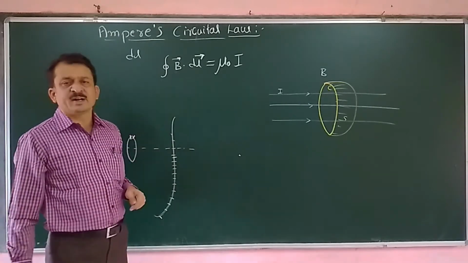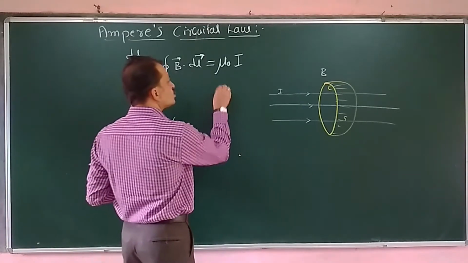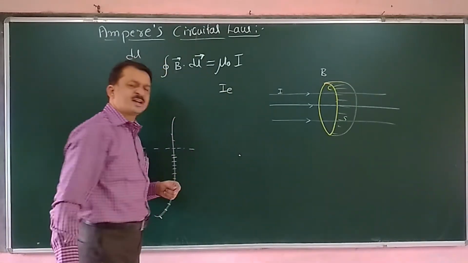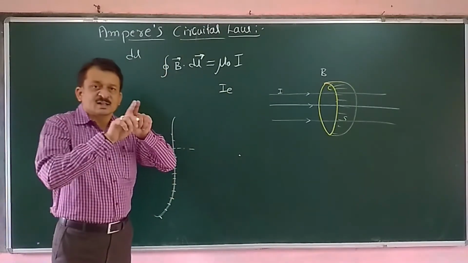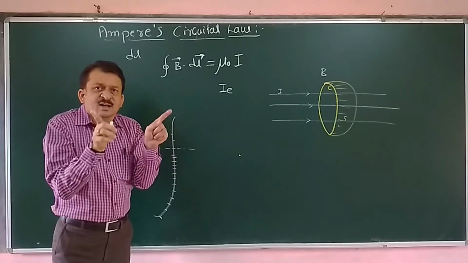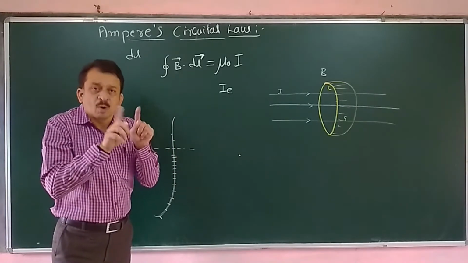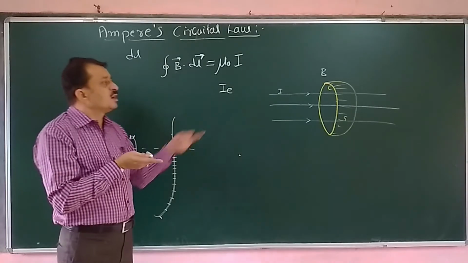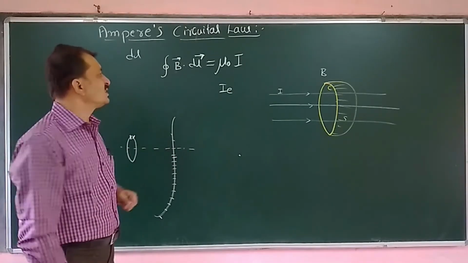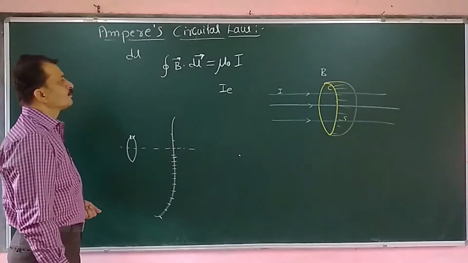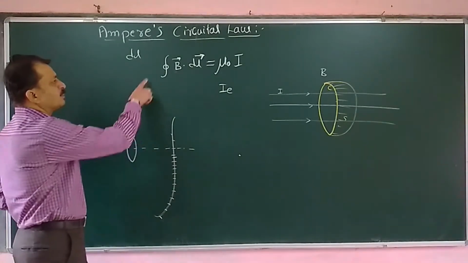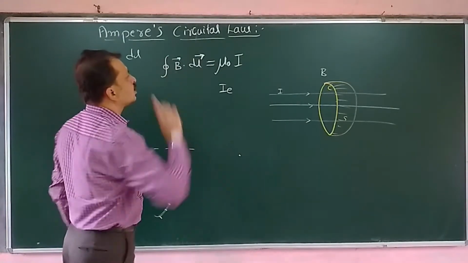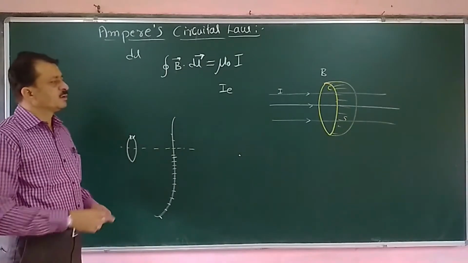Sometimes it can be written as I E, that is the enclosed current. Sometimes we take it as I E, the current enclosed by the boundary of that assumed surface. So therefore, mathematically we can write the integral of B dot dl is equal to mu naught into I.